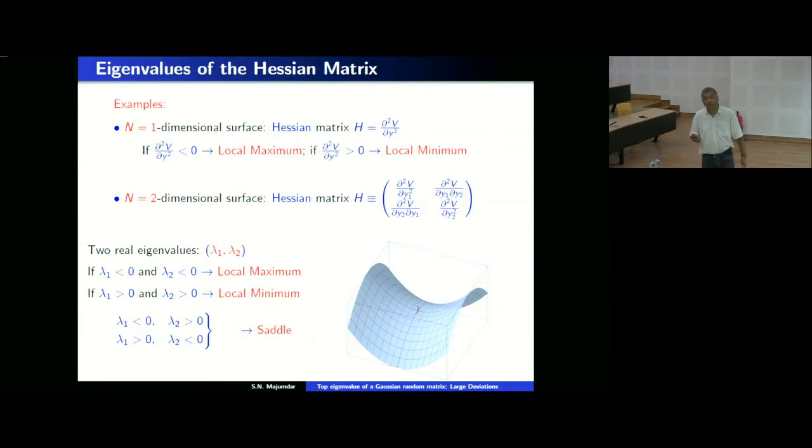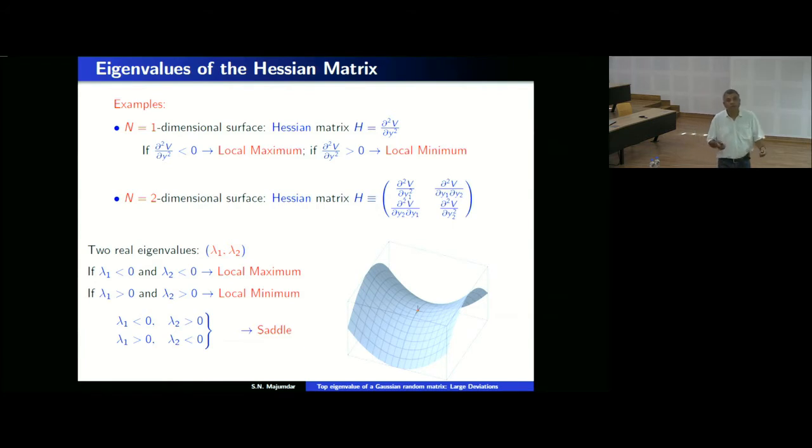Okay. So your configuration is moving in this multi-dimensional space, and there are these local minima, local maxima, and saddle points. Now, if it comes to a local minimum, it can stay there for a very long time, and those are the metastable states. So the first thing you want to know is the statistics of these stationary points. How many such local minima are there? How many local maxima are there? And how many saddle points are there, right?